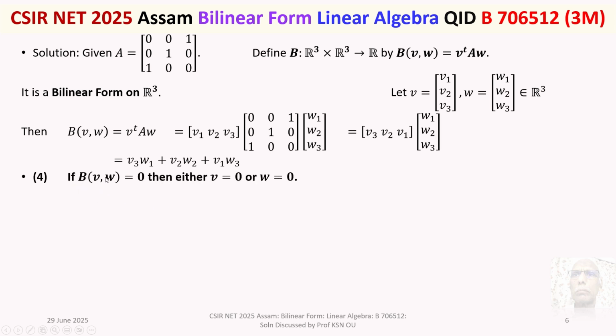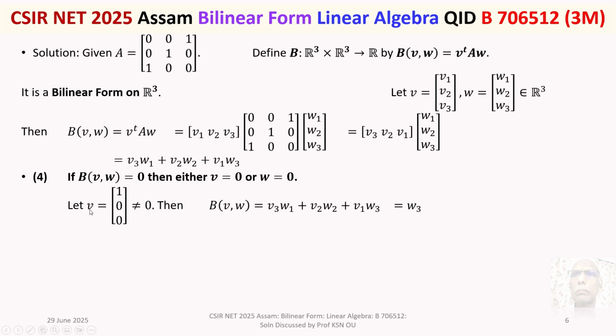Right. Let's look at option 4. If B of V comma W is 0, then either V is equal to 0 or W is equal to 0. Right. Now let us take V as the non-zero vector 1, 0, 0. Let W be any vector W1, W2, W3. B of V comma W. Now take the definition. Then V1 only survives, that is W3 survives. The remaining things are 0.